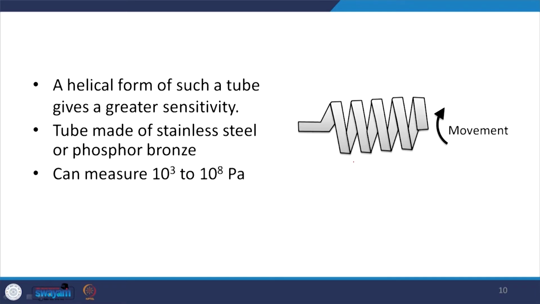Now, we can also have a helical form of such a tube, and that gives greater sensitivity. These tubes can be made of stainless steel or phosphor bronze, and they can measure a pressure of 10 to the power 3 to 10 to the power 8 Pascal.